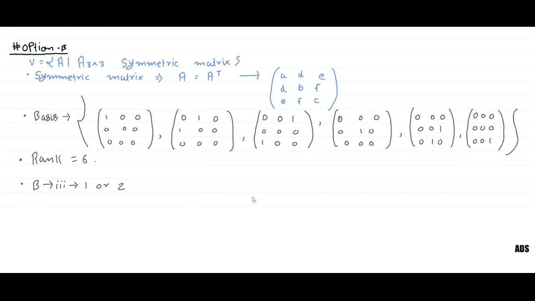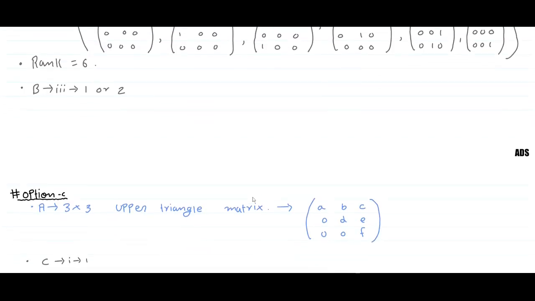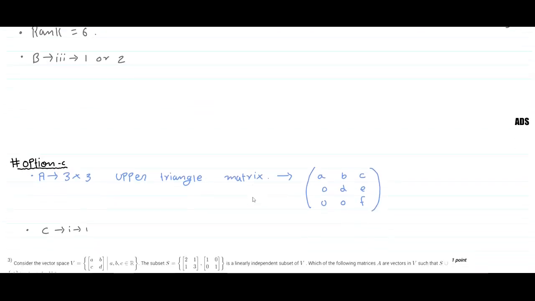Now let us look at the third vector space. The third vector space is the upper triangular matrix, so the general form of the upper triangular matrix will look something like this one, where there will be 6 free variables. So the rank or the dimension of this vector space is going to be 6, and the basis for this vector space will look something like this, where there will be 6 matrices.